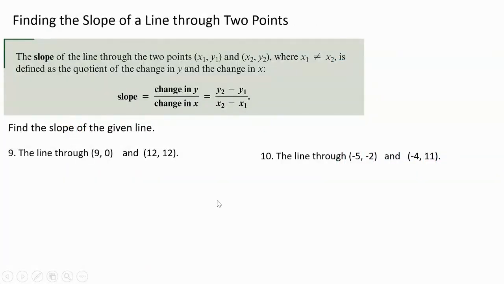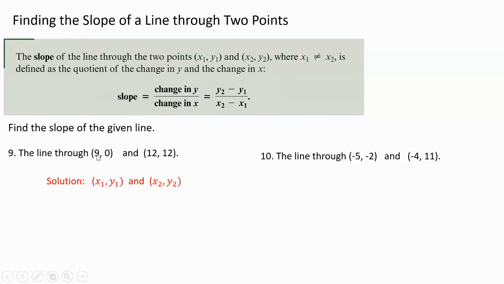Okay, now finding the slope of a line through 2 points. The slope is equal to change of y over change of x, which means it's going to be y2 minus y1 over x2 minus x1. Okay, let's do number 9. Okay, so let's do this one here.